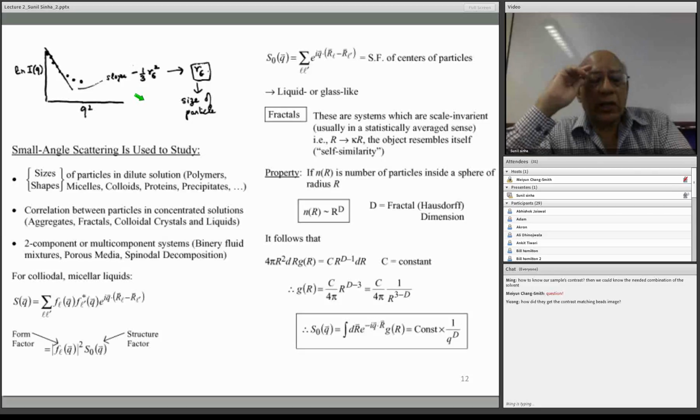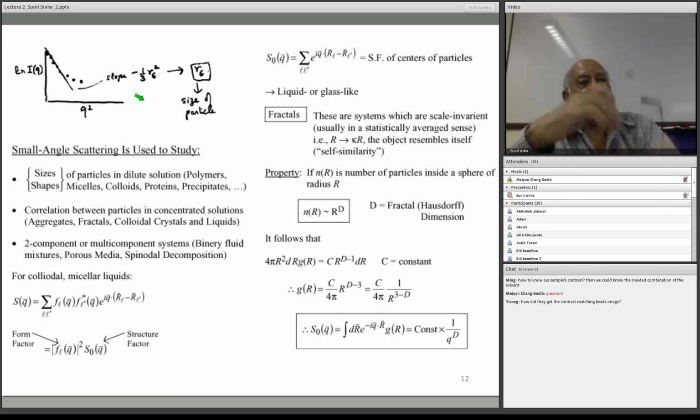Now, what are the various applications of small angle scattering? You can study particles in dilute solution, polymers, micelles, colloids, proteins, precipitates. Even in the non-dilute case, you can measure the correlation between particles in concentrated solutions, aggregates, fractals, colloidal crystals, liquids, and you can measure two-component or multi-component systems like binary fluid mixtures, porous media, spinodal decomposition, and so on. All of these systems can be studied with small angle scattering. And also, if you've got systems of nanoparticles in solution, small angle scattering just measures S of Q, so you can use it to measure the pair distribution function. And if you've got a pair distribution function, often you can read off immediately what preferred distances there are between particles, or what the various bond lengths are.